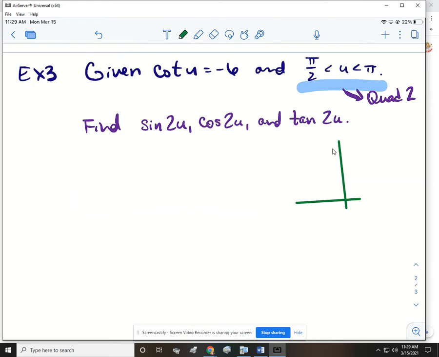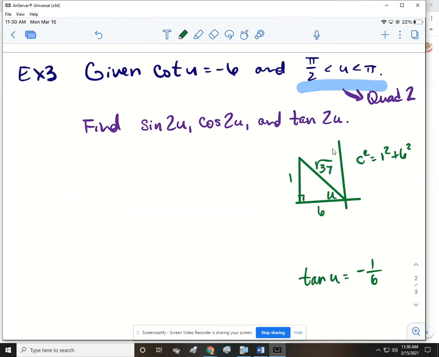Oh, let me try that again. And this angle is u. Now what we know is the cotangent is -6. So that also means that the tangent of u is -1/6. So the opposite is 1 and the adjacent is 6. All right, and then to find the hypotenuse, we would just do the Pythagorean theorem. So that's the square root of 37.